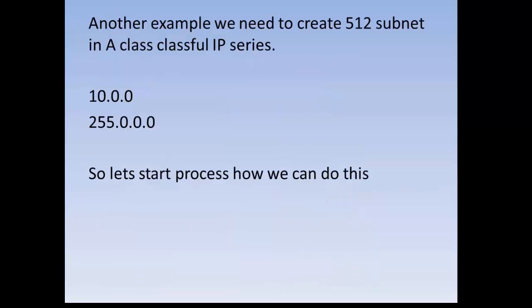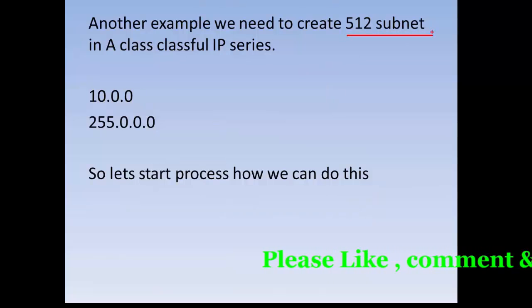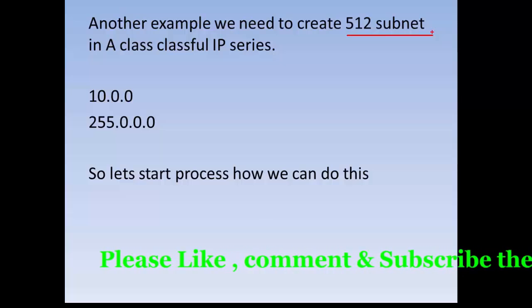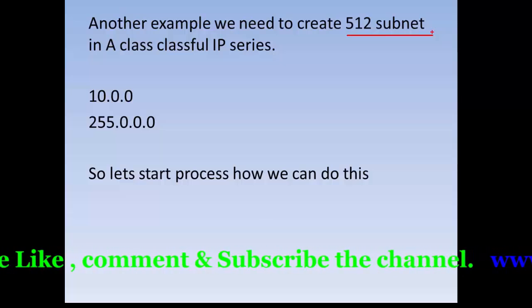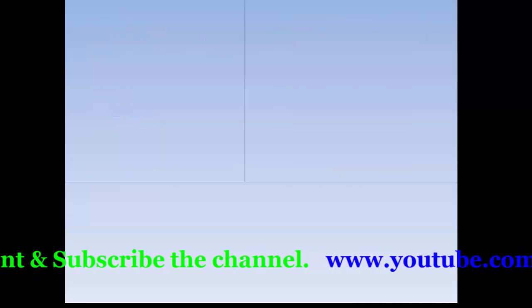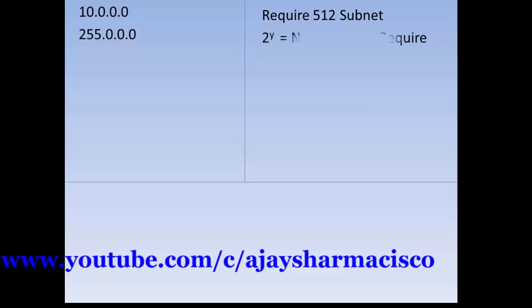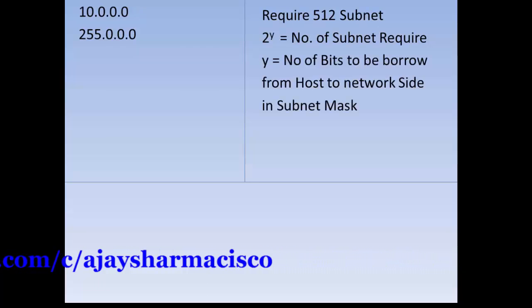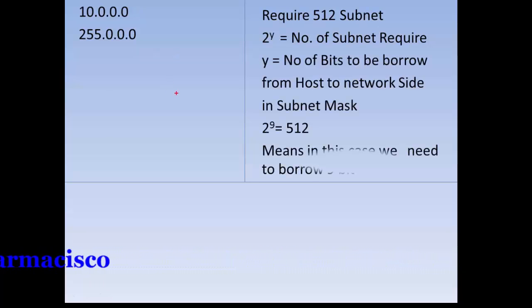Let's come to one more example, of 512 subnets. Here you have to take a little more care about the block size and the interesting octet. I have taken the same example for the B class also. So the required subnet count is 512. That means we need to borrow 9 bits for this particular requirement.